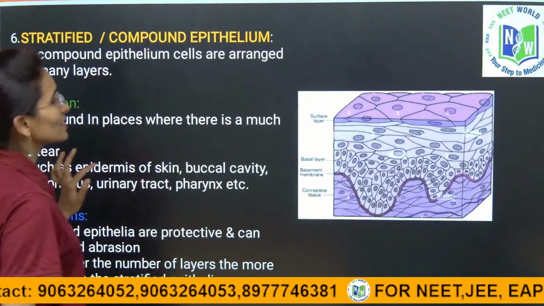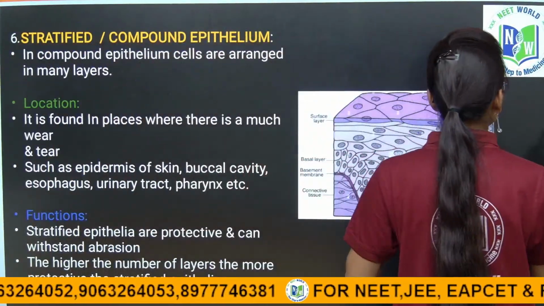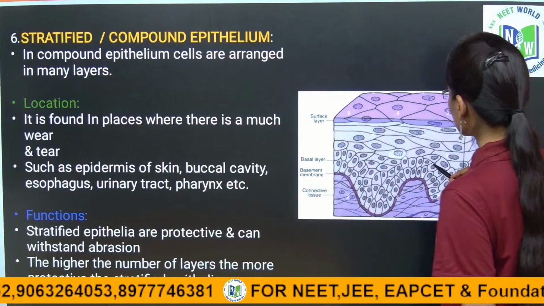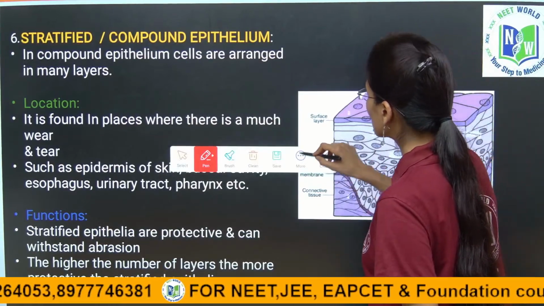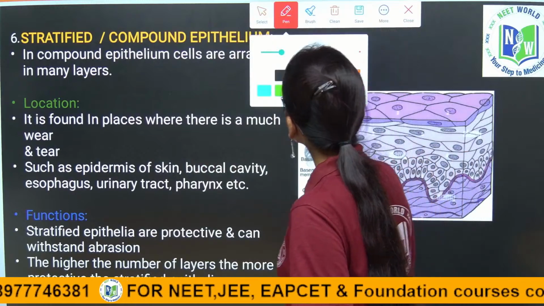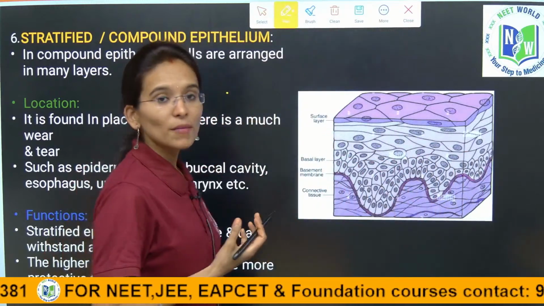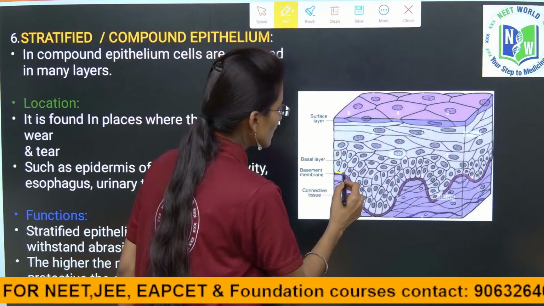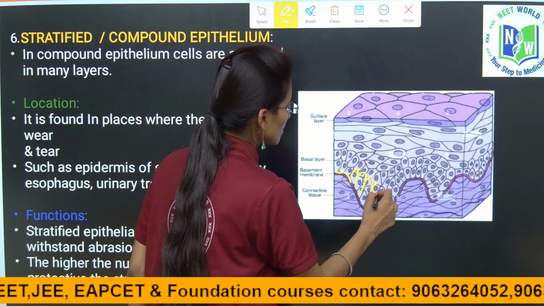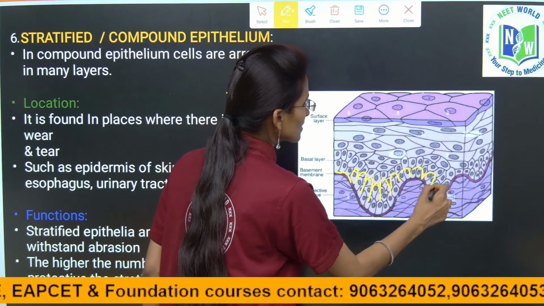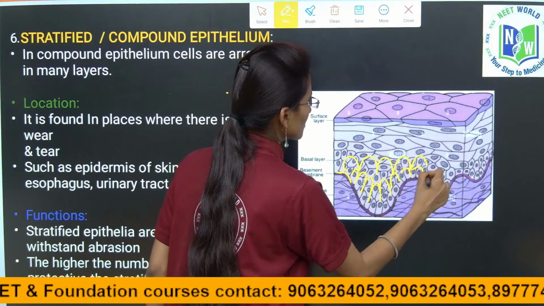Yes, next one is the stratified epithelium. In the stratified epithelium we cannot observe only a single layer of cells. Here many layers are going to be present. It is a multi-layered tissue where different types of cells are going to be arranged in many layers like this.